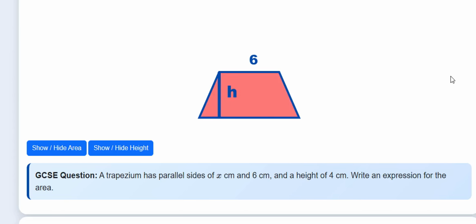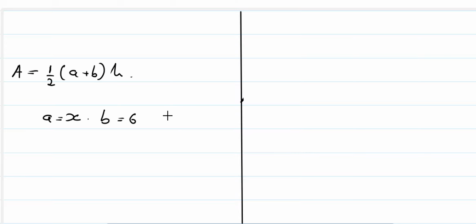We first of all know the area of a trapezium is given by half into a plus b multiplied by height. But in our case, we know a is x and b is 6, and the height is 4 centimeters. So to get the expression of the area here, we'll have to replace all those values in the formula.